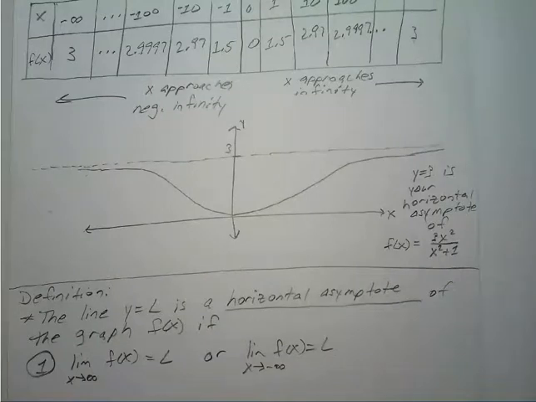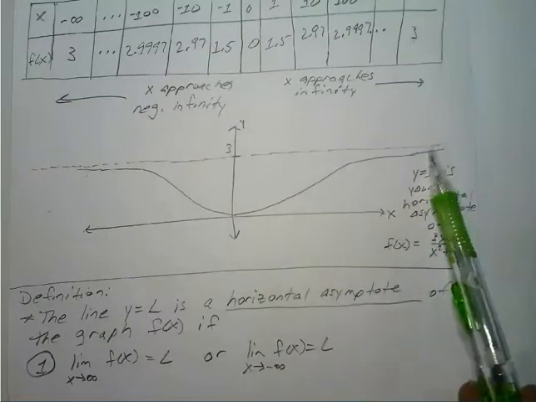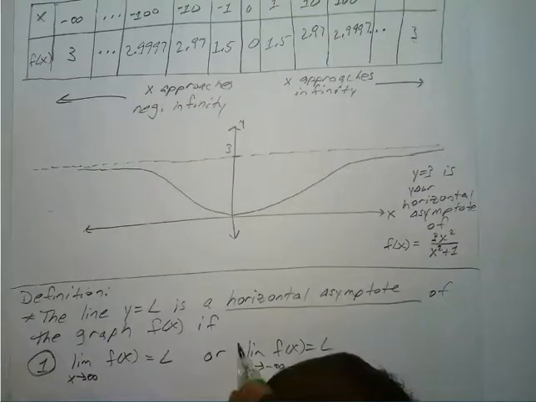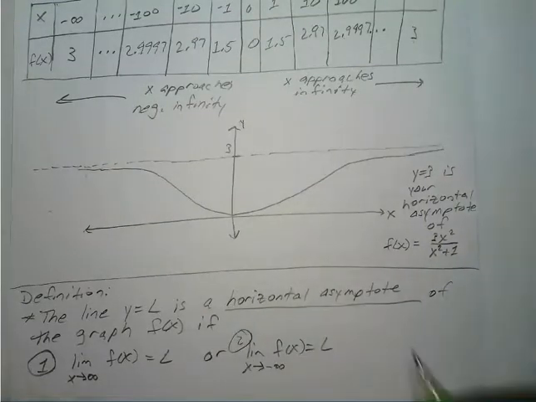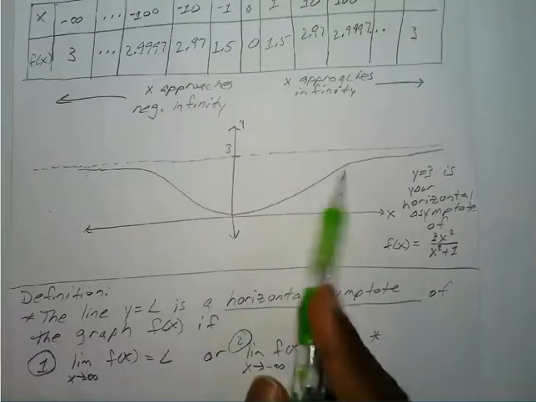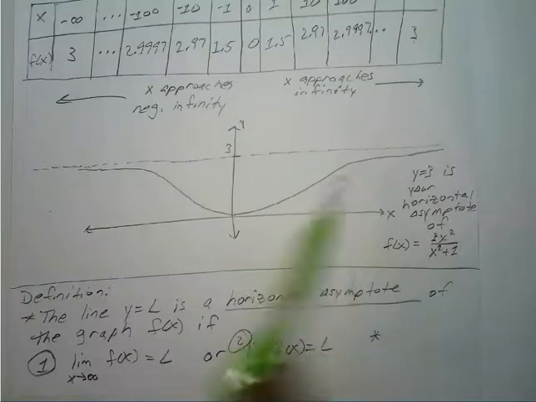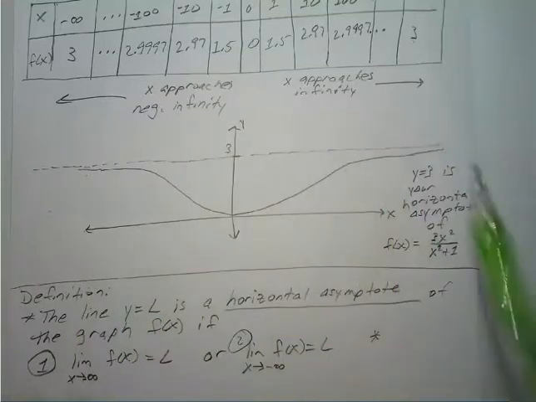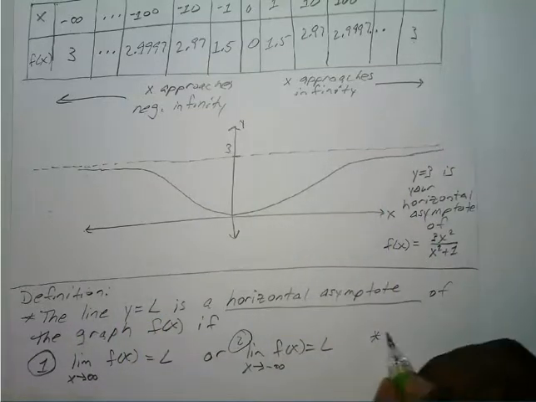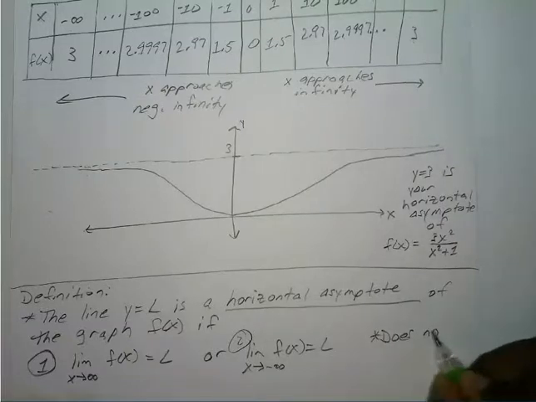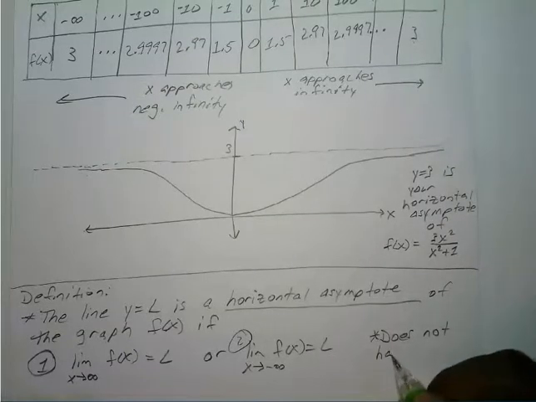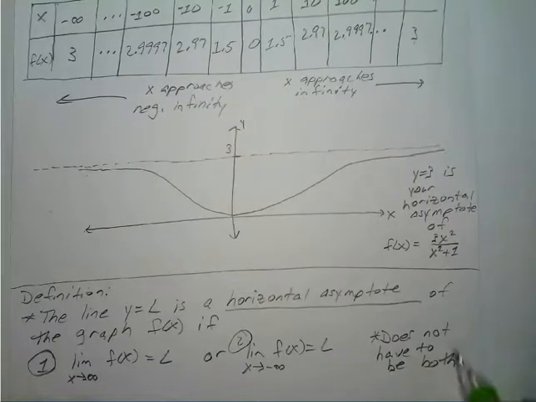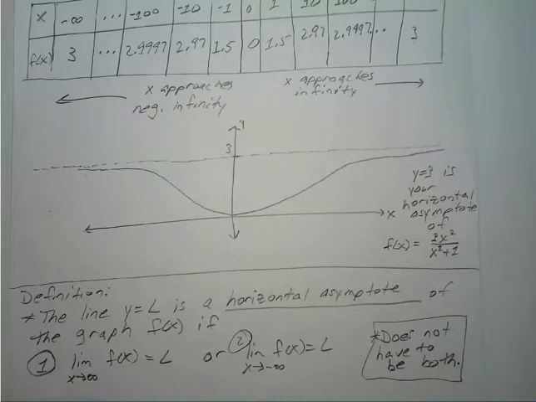Now, this is just one case. It does not have to be both. This is just one case where it's both of them, but it could just be one, where it comes from negative infinity and goes up like that. It does not have to be both. Just a little side note there.